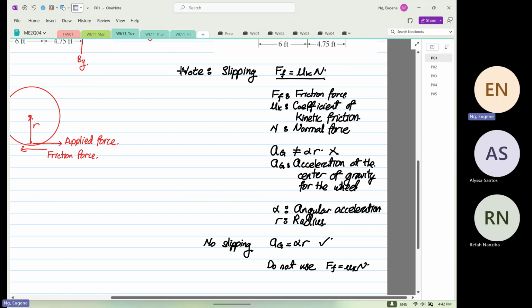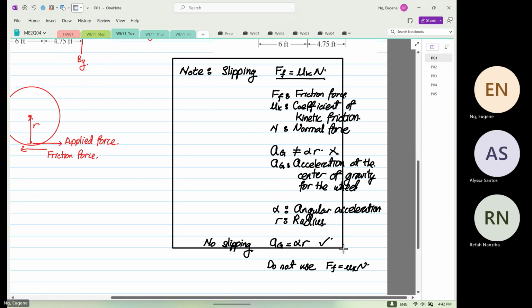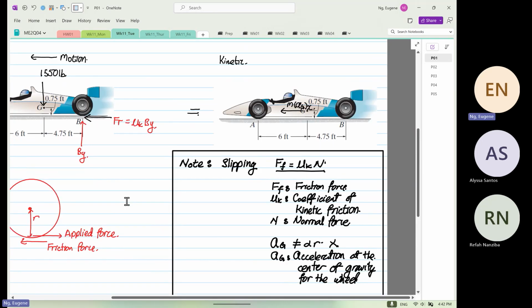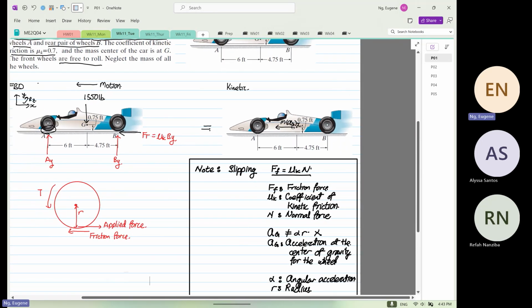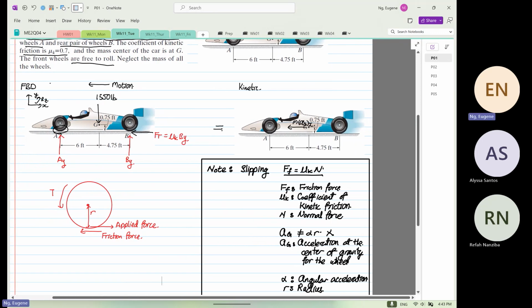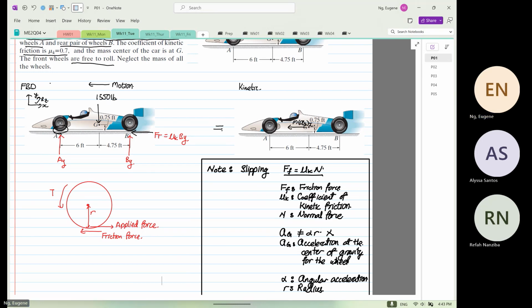In the near future, you will see a lot of assumptions when they say slipping or no slipping. You have to know this. Okay. Right. So we have constructed both our kinetic diagram and our free body diagram. Okay. So what we are going to do is summation of forces. Summation of forces is easy. It's the moment that you might have a bit of doubt.